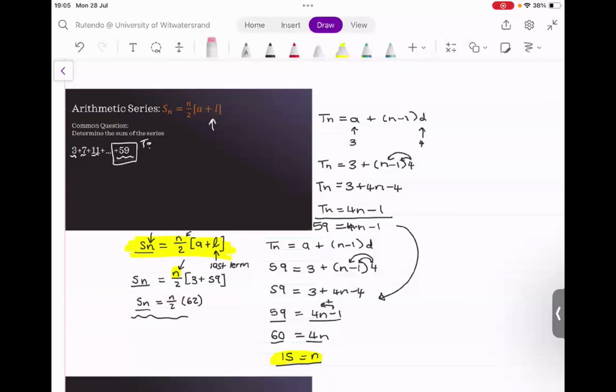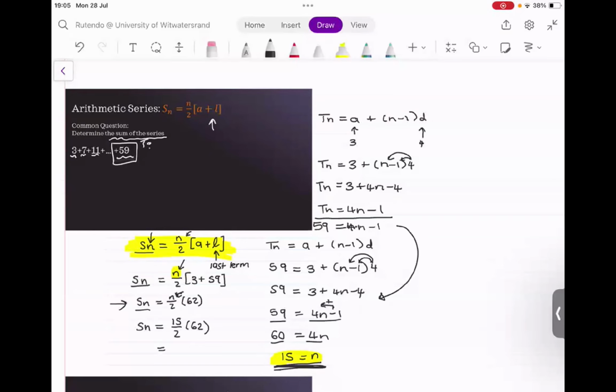I was stuck here when I was finding my sum because I didn't have my Sn. I don't know what my total sum is, and I don't know what position we're working with. Right. So now I have my position. I know what my n is. I can now find the sum of the series, which is what they were asking. And so my Sn is going to be equal to n, which is now 15, over 2 multiplied by 62.